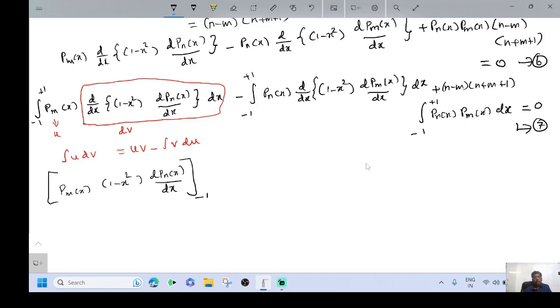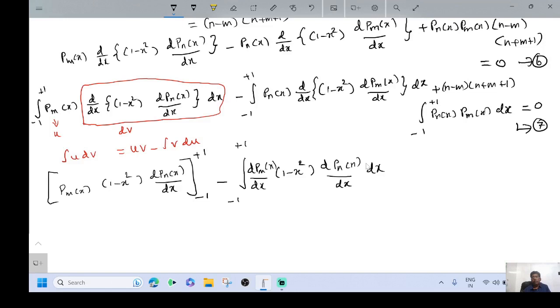Minus 1 to plus 1. Then minus integral v, where v is 1 minus x square into dPn of x divided by dx. This is v. du, where u is Pm of x, so du is dPm of x divided by dx into dx. Minus 1 to plus 1. This is the value of the first integral.